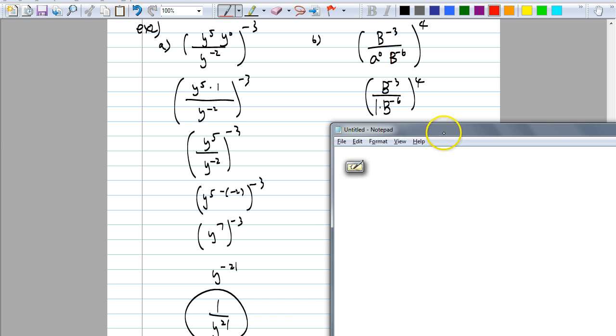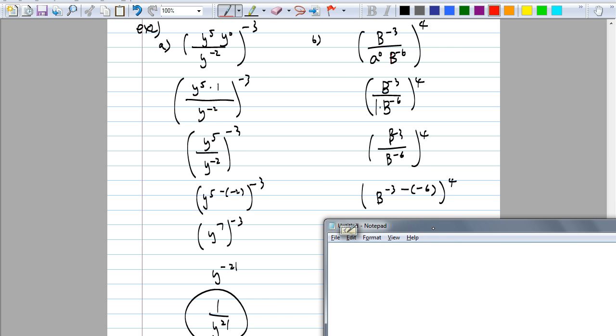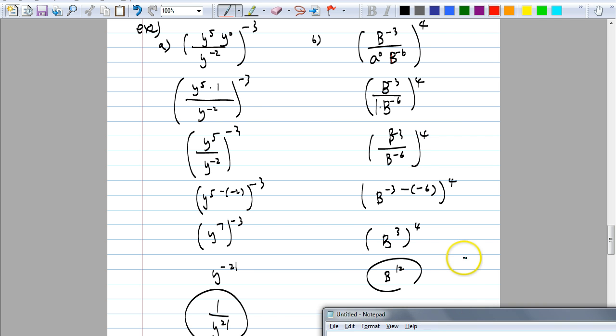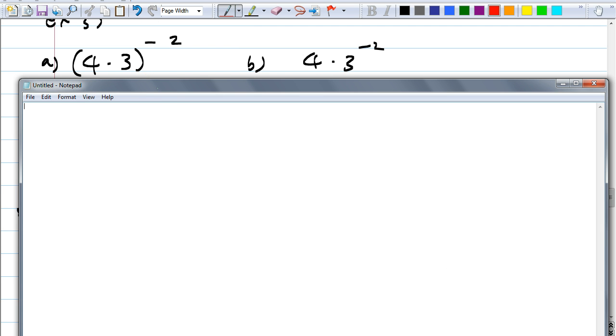Then what do we do with the exponents? We subtract. So when you do b to the negative 3 minus negative 6, that is simply b to the, what's negative 3 plus 6, guys? 3, b to the 3rd. So what's b to the 3rd to the 4th? There's your answer. Okay. All right. How many people got both of these right? Raise your hand.